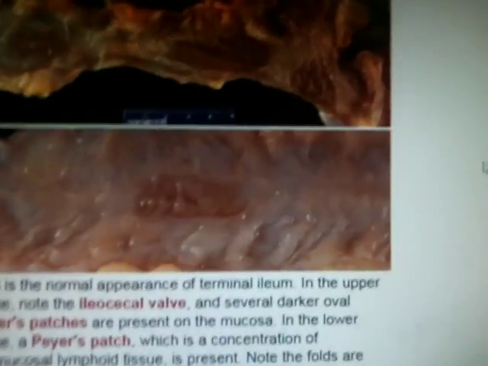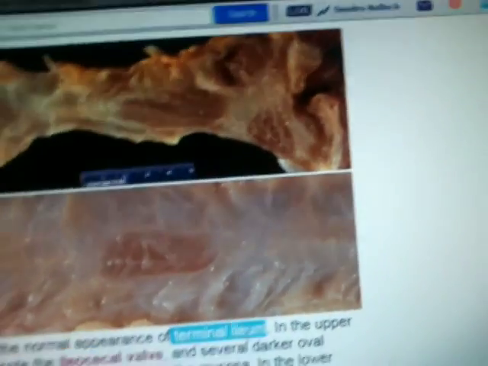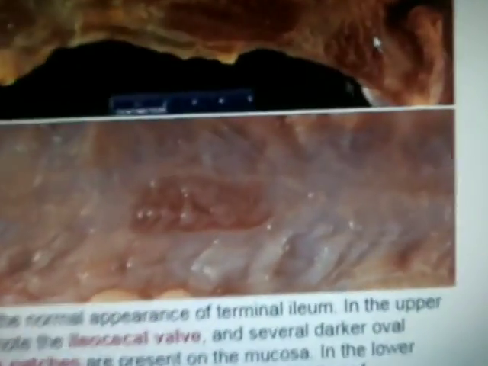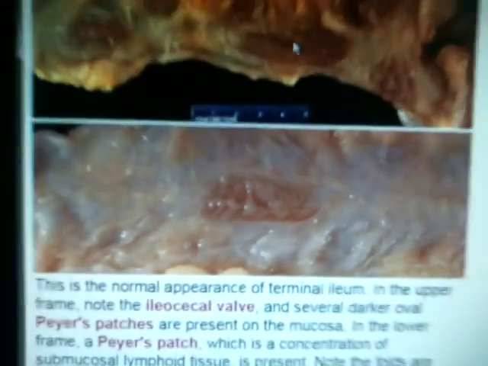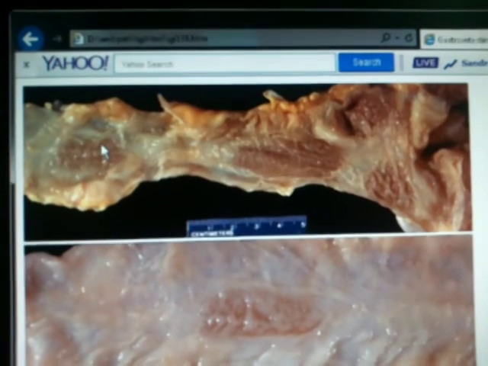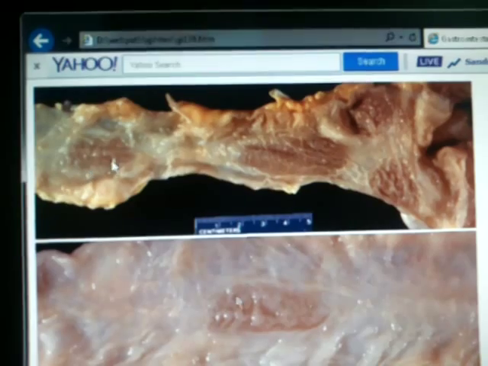Okay, this is the normal gross appearance of the small intestine, specifically the terminal ileum. In this patient, this is the terminal ileum mucosa, and this is the ileocecal valve, and then we will have the cecum.